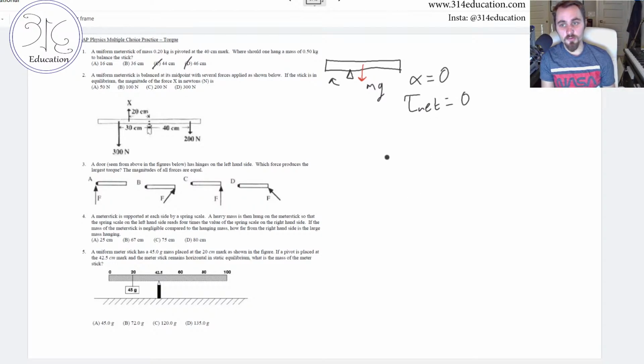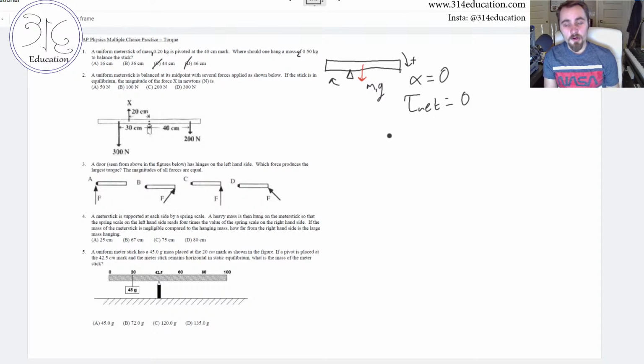If we look at our two torques, we first have the force of gravity due to the stick trying to rotate us in the clockwise direction. Let's call that positive. That's just going to be our mg, which I guess we'll call m1. And then m2, so this will be mass 1, and this will be mass 2.